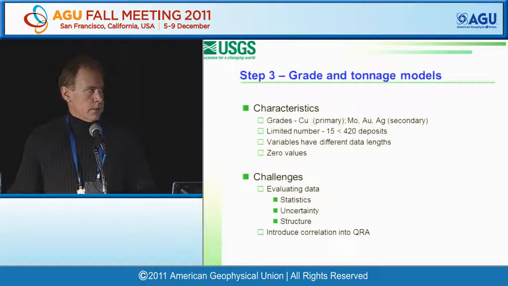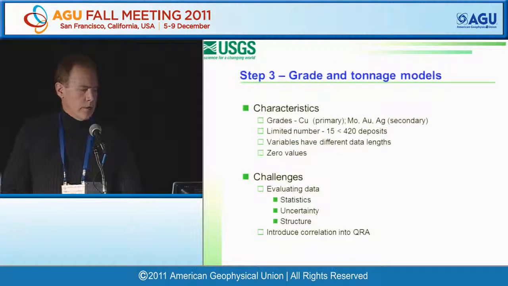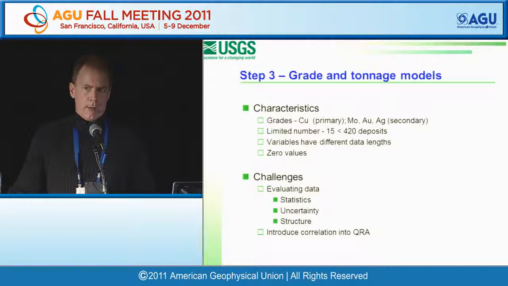In this case, the characteristics of the grade and tonnage models themselves are that the primary grade is the copper, and then there can be secondary grades as well, which could be one or more of the others: molybdenum, gold, and silver. Each of these models is limited to some data from across the globe that can be as little as 15 deposits or as many as 420. Because in some deposits the gold or the silver, these secondary commodities, don't show up, there are different data lengths, which makes it a challenge to actually look at statistics among the different data.